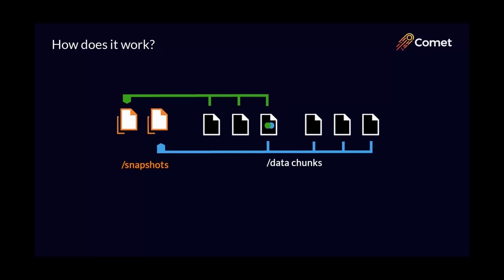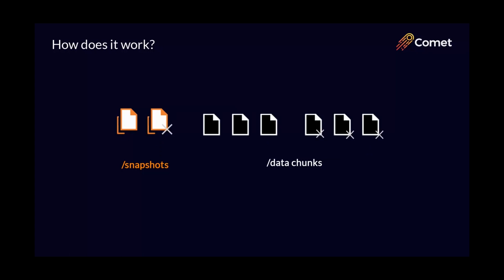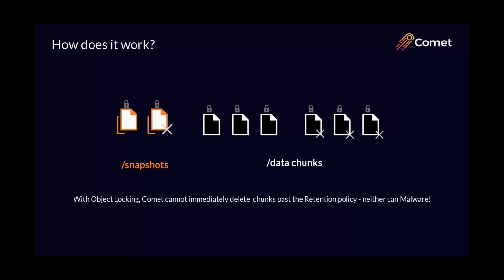Let's say Comet has done a retention pass based on the retention policy you've set, and some chunks are up for deletion. With object locking, Comet cannot immediately delete these chunks. Instead, it will mark these with a tombstone or delete marker. This changes the visibility of the chunk in your S3 bucket without actually removing it. If Comet can't delete this data, then neither can malware.